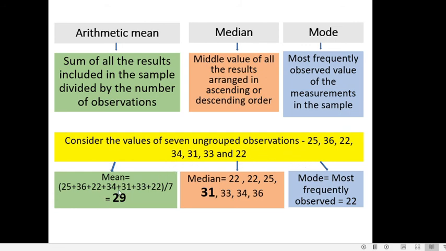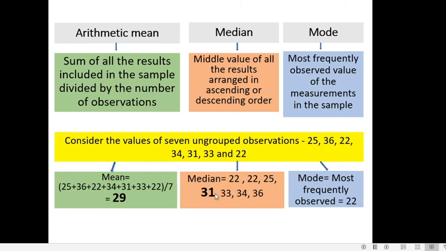So how do we calculate mean? There are 7 observations. To calculate mean, we will take the sum of all the observations and divide it by 7. That gives the value 29. So 29 is the mean value of all these observations, and it can be considered to be the central value.